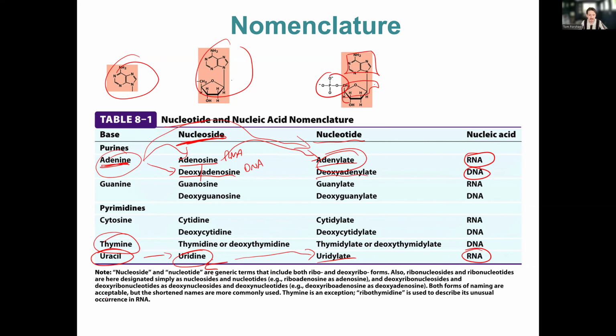On the other hand, thymine, deoxythymidine. Thymidine doesn't really exist in nature, and so it'll be deoxythymidylate for the DNA. It's easy to make the mix up and just call the nucleotide guanine. That's actually just the name of the base. The nucleotide is guanylate.